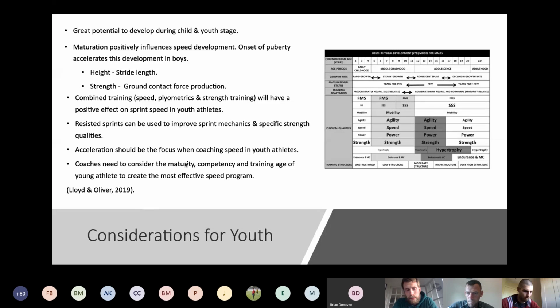Yeah, and then just one thing we didn't touch on there is with your younger athlete, you are looking to focus more on acceleration before moving into your max velocity, and then even before going into your repeated sprint type of work. So kind of working on that acceleration, building that short to long.